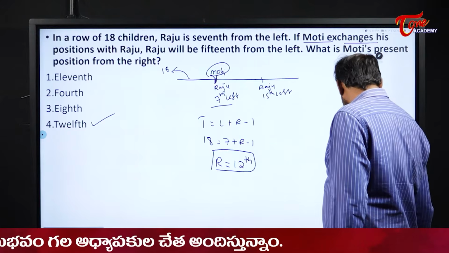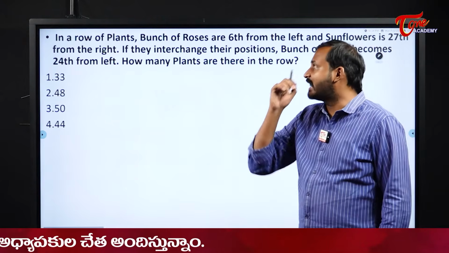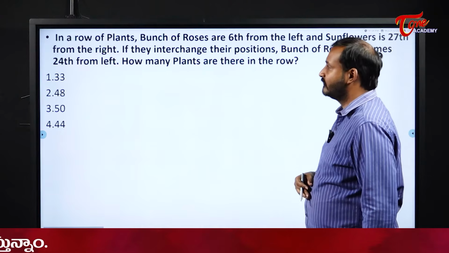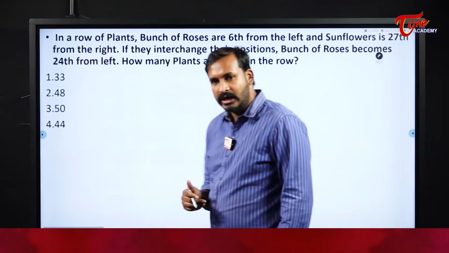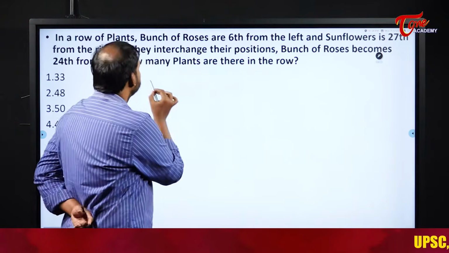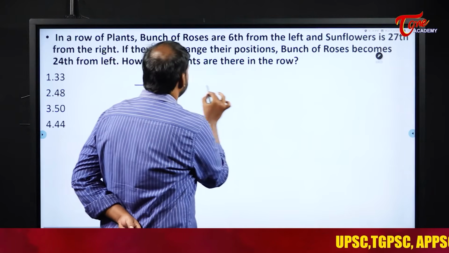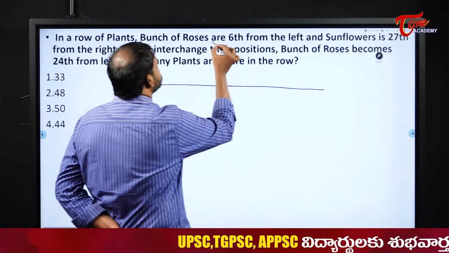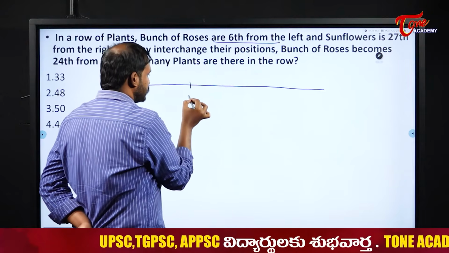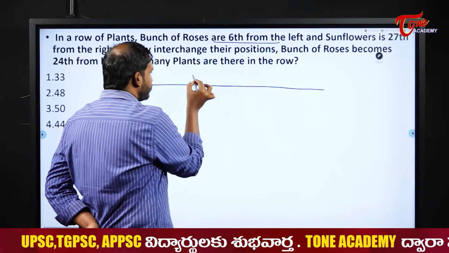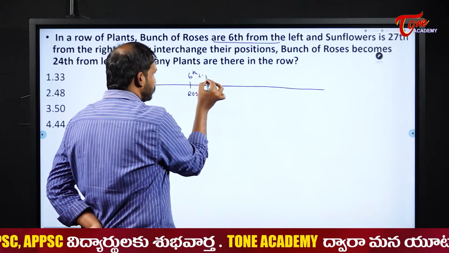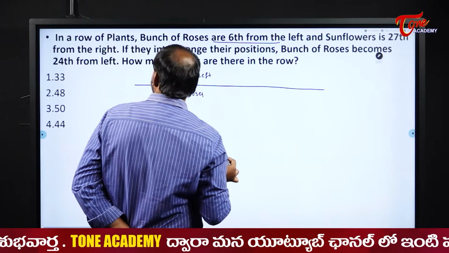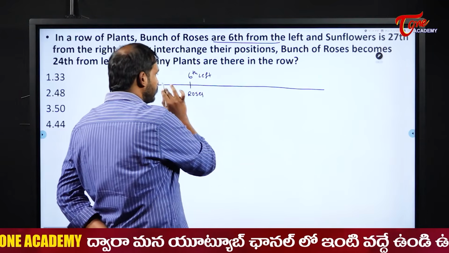Okay, next one. In a row of plants, bunch of roses are 6th from the left and sunflowers is 27th from right, if they interchange. Now please see here, students. In a row of plants, bunch of roses are 6th from left. Okay, roses are 6th from left and sunflowers is 27th from right. 27th from right, we don't know.